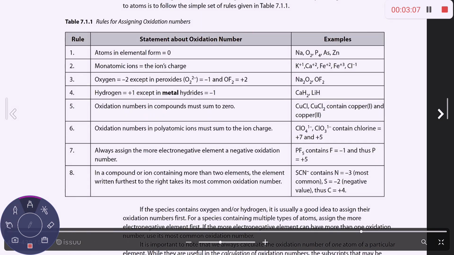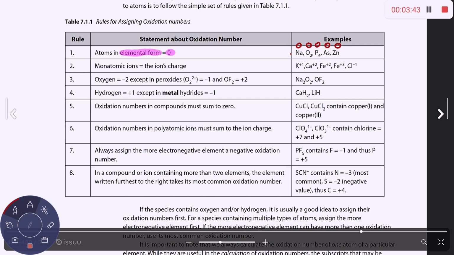So in the table, anytime you have something in elemental form, its oxidation number is 0. Here we've got elemental sodium, oxygen. You can have subscripts because diatomic oxygen is like the normal way that oxygen is in nature. P4, that's another common representation for phosphorus, arsenic, and zinc. So these would all have oxidation numbers of 0, and typically we put the oxidation numbers above the substance, okay? You cannot have charges on the elemental form, okay? Subscripts are allowed, not charges.